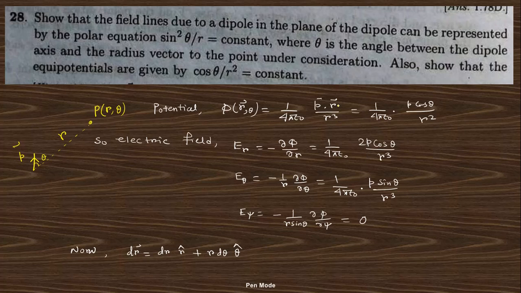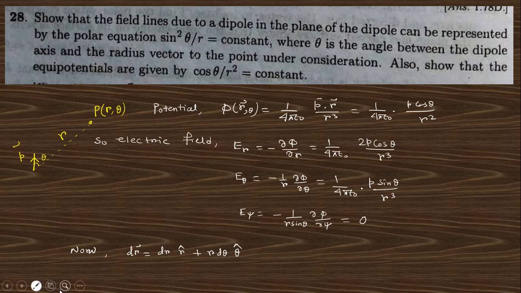R square. This r is cancelled out. R square, right? So the electric field of the r component will be minus del phi by del r. If you take the derivative with respect to r, you will get this equation for the theta component, and this is the psi component, r theta phi in the spherical polar coordinate system. These two components are present, this is 0. And dr vector, the position vector derivative, can be written like that.